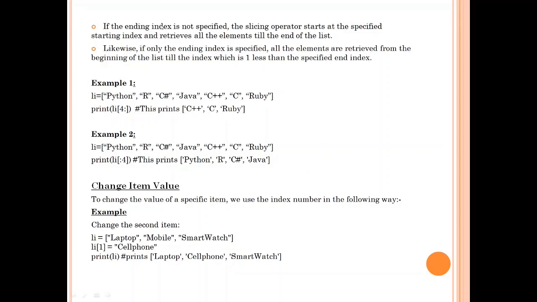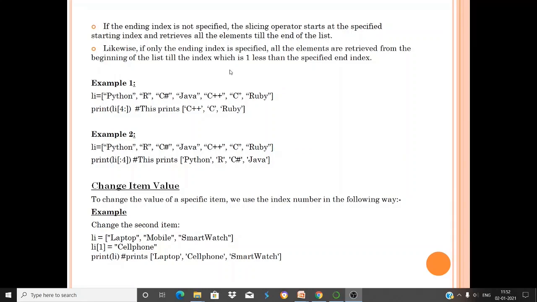If the ending index is not specified, the slicing operator starts at the specified start index and retrieves all the elements till the end of the list, and likewise if only the ending index is specified, all the elements are retrieved from the beginning of the list till the index which is 1 less than the specified end index. So friends, till this point we only accessed the elements of the list.